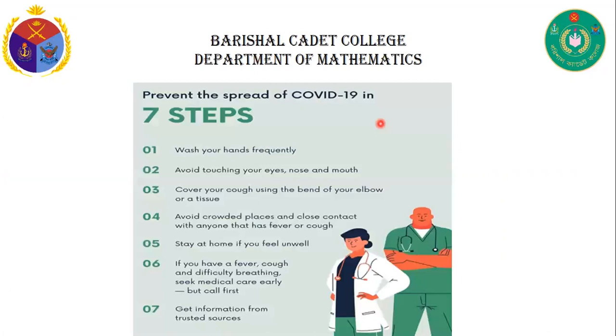So boys, here are some steps to prevent COVID-19. Wash your hands frequently with hand sanitizer or soap. Avoid touching your eyes, nose, and mouth. Cover your cough using your elbow or a tissue, and be aware of this. Avoid crowded places and close contact with anyone.